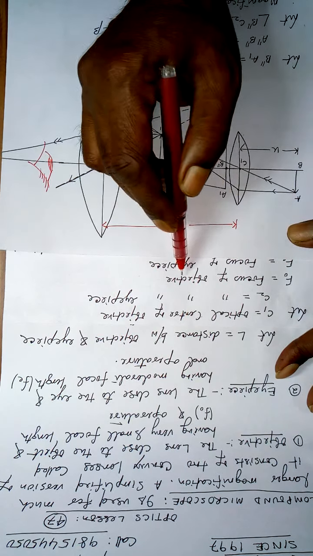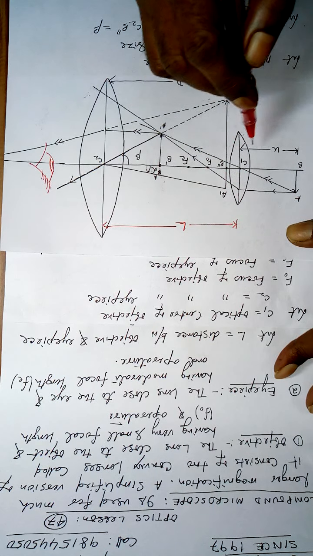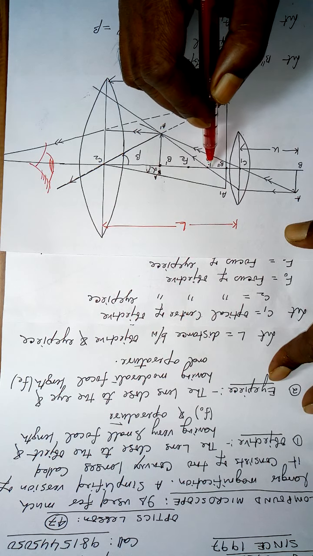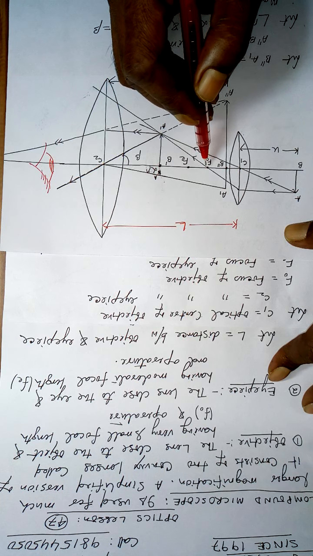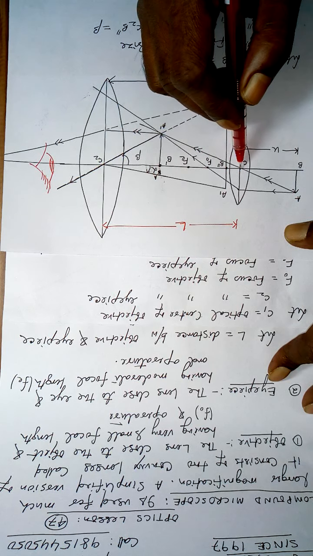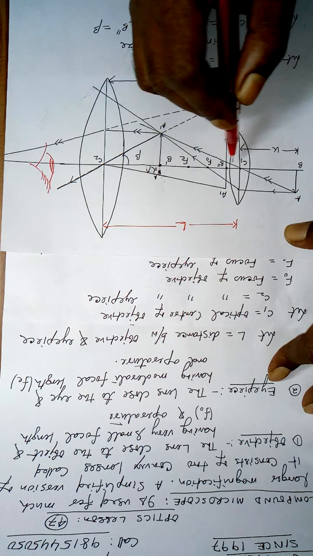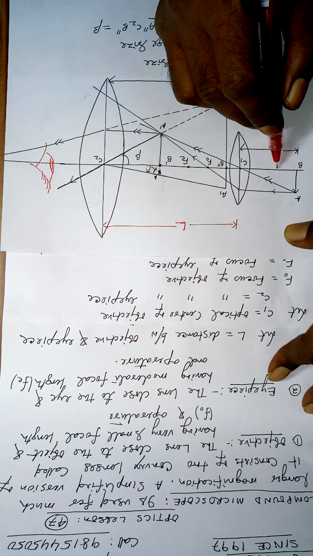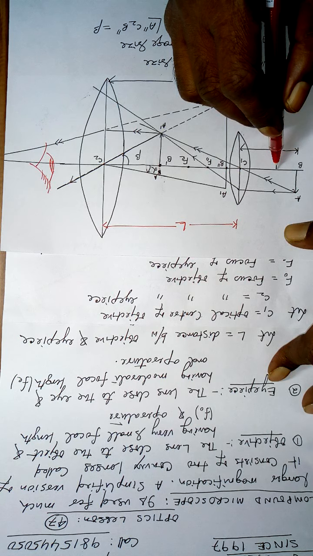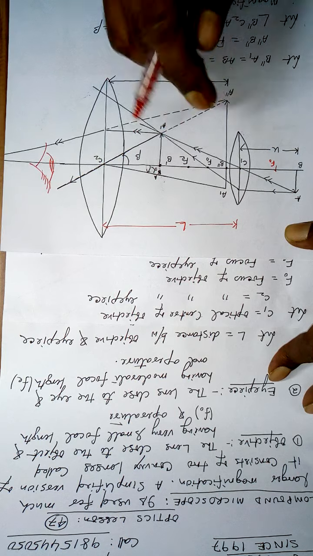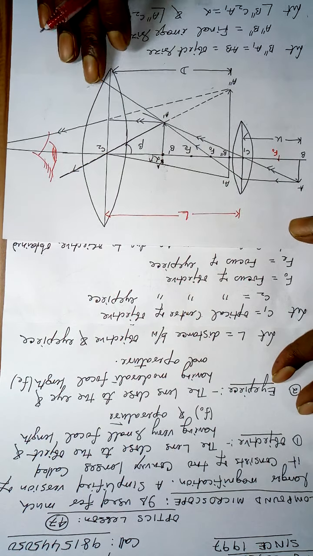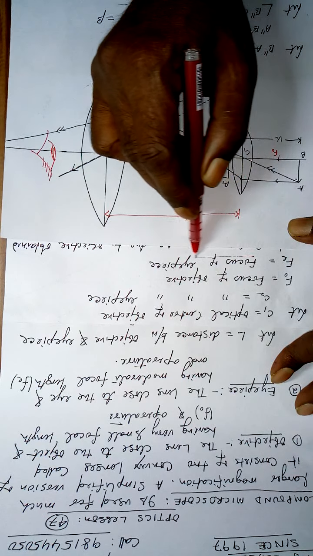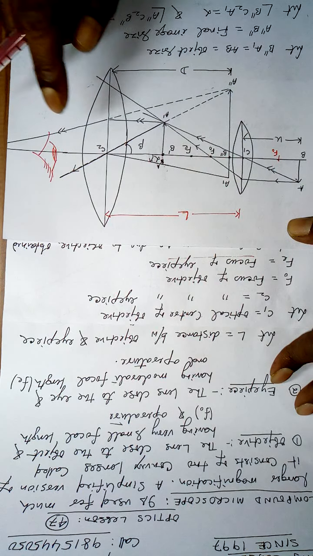Capital F0 is the focus of the objective, this lens. From here to here, this distance will be called the focal length. This point is called F0. On the left side of the lens also, at the same distance, we will have another focus F0, which there is no need to represent because it does not appear in the final expression. Then capital FE is the focus of the eyepiece.